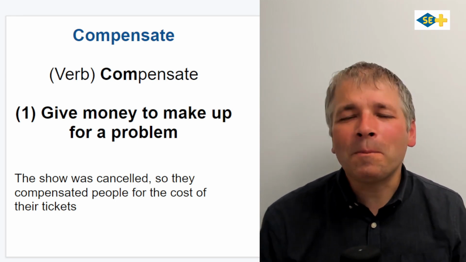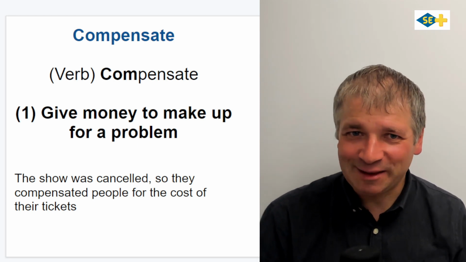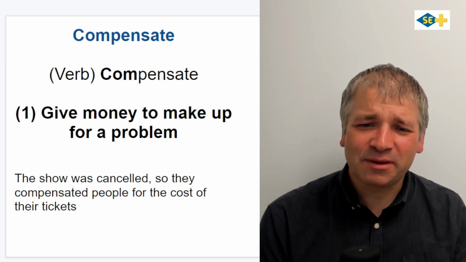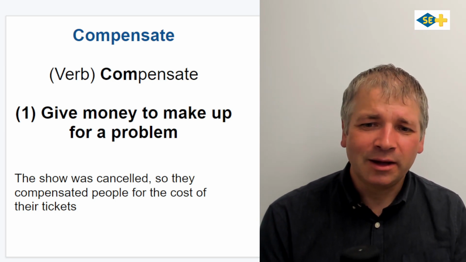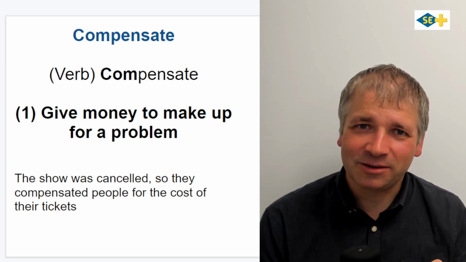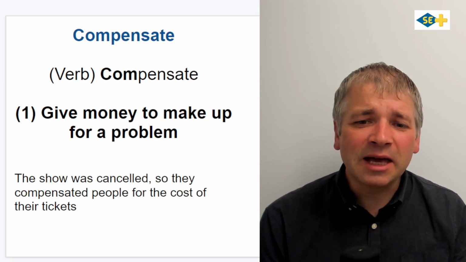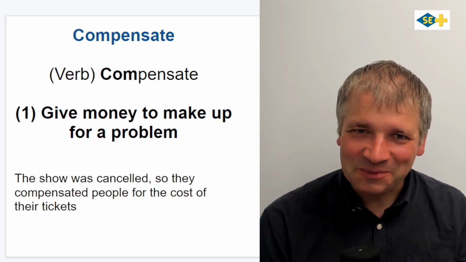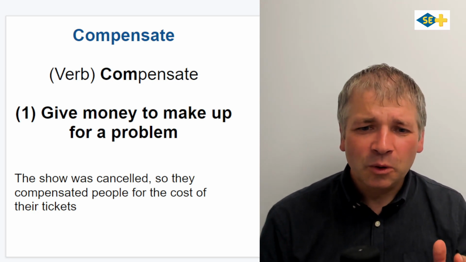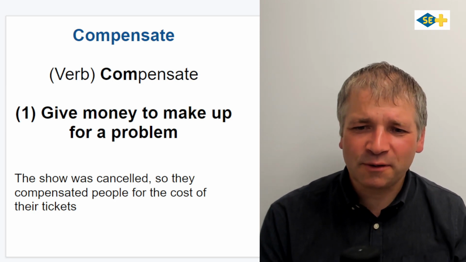The word compensate can be interpreted in two different ways. The first main use of compensate is on this page here. It's a verb with the stress on compensate. And the meaning, number one, is give money to make up for a problem. Look at the example. The show was cancelled, so they compensated people for the cost of their tickets.